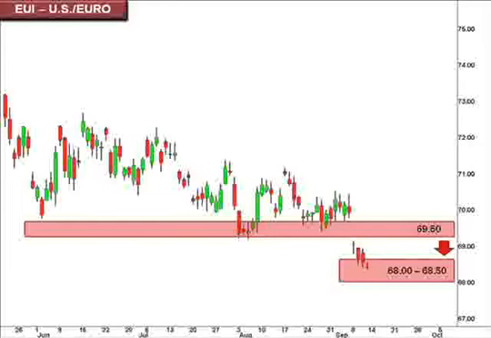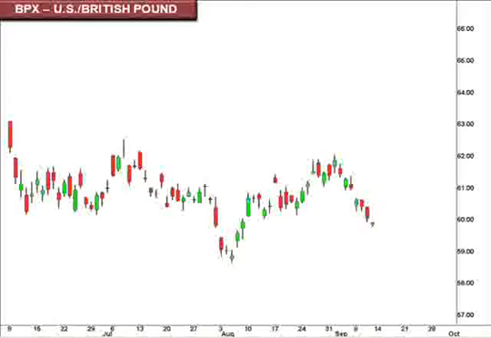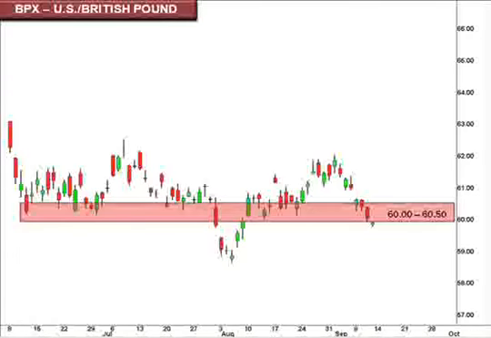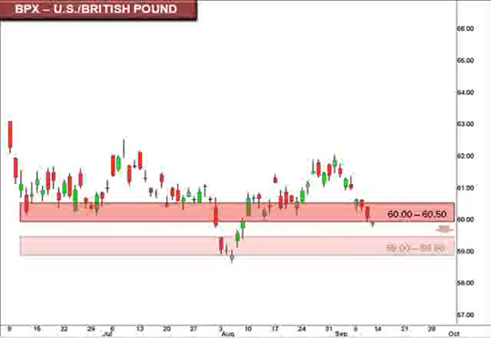Next up, the BPX, the US versus the British pound, and last week we were looking for a follow-through down into our 60, 60.5 focal zone, which we indeed did see. Now, at this point, the BPX is breaking below that key support at 60 as the US dollar continues to weaken against the British pound. Now, the 59, 59.5 support level here appears to be the next logical target. However, if we do see a snap back up into the 60, 60.5 focal zone, we may see a little bit of a retracement. The path of least resistance continues to be to the downside.